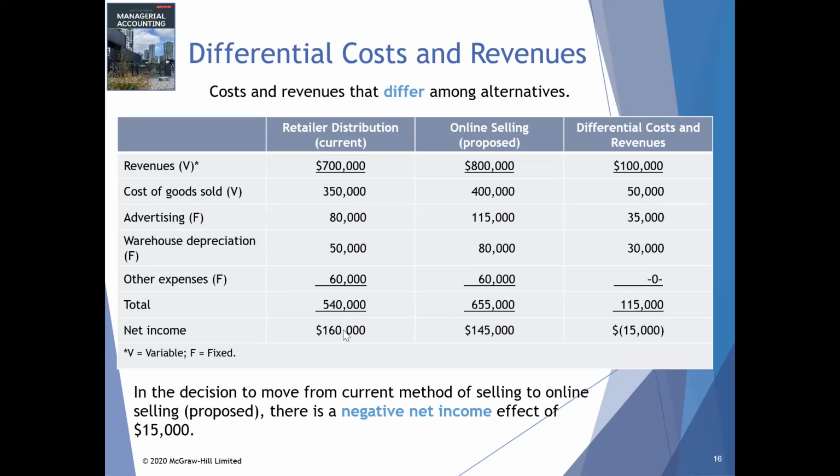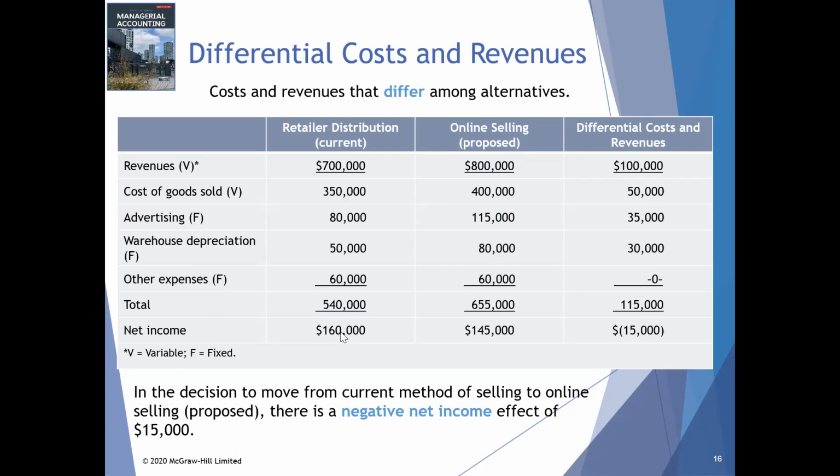In this case, you can see that V means variable cost and F means fixed. So revenue is variable, right? The cost of goods sold is variable. Advertisement is fixed. Warehouse depreciation will be fixed, right? And other expenditures are fixed.